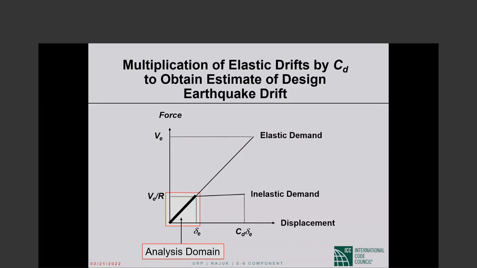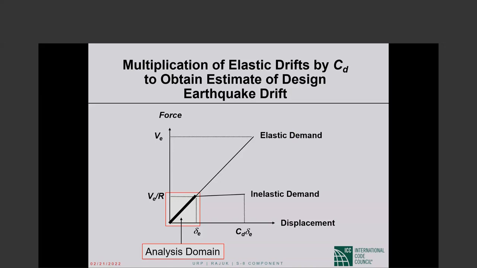And we analyze our structure elastically under that shear distributed according to the height of the structure in the manner prescribed by the code. The corresponding displacements at the various floor levels are delta sub E, as we just saw and discussed. Now, as mentioned previously, delta sub E would be much smaller than the displacements the structure will actually see if the design earthquake were to hit, because delta sub E is being calculated under the reduced forces V sub E over R.